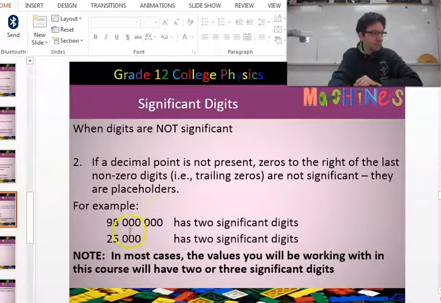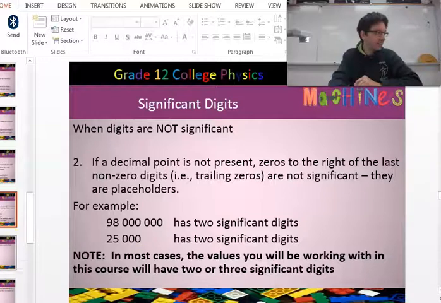The other rule is like this. Again, these zeros are placeholders. So in this case, you don't have a decimal. Right? There's no decimals, and all these zeros to the right of non-zero digits are placeholders. Right? They do not count unless you had a number after them. Like if this was 98,000,001, then they would count.